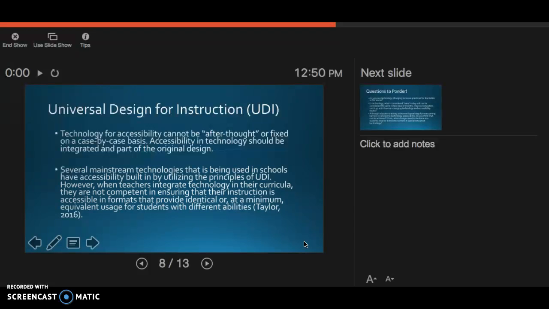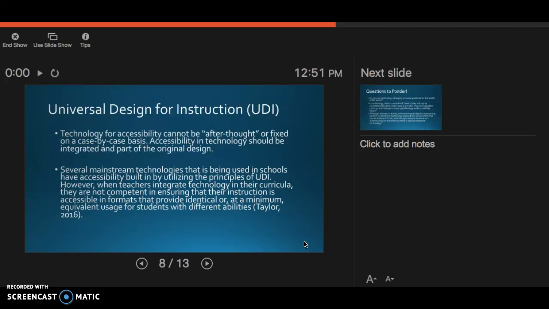Universal design for instruction is the key to making technology or any product accessible to our students with disabilities. Technology for accessibility cannot be an afterthought or fixed on a case-by-case basis, which is what is happening right now in schools across the nation. Accessibility in technology should be integrated and part of the original design.